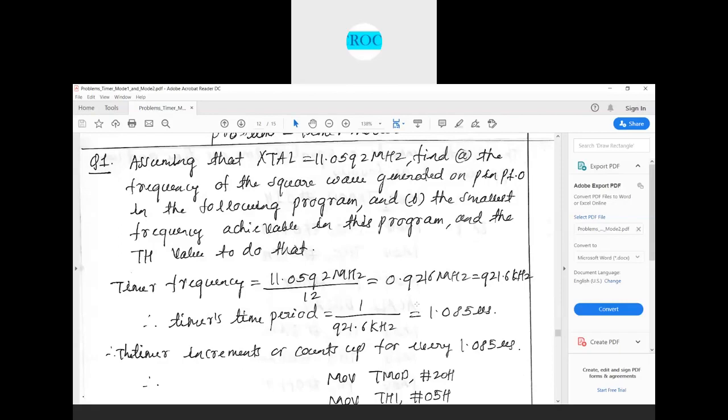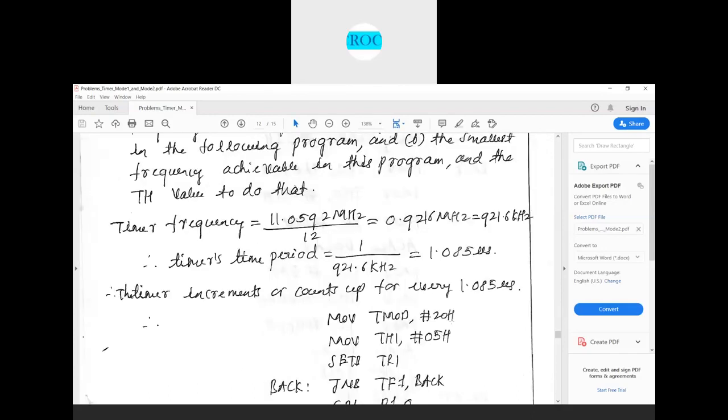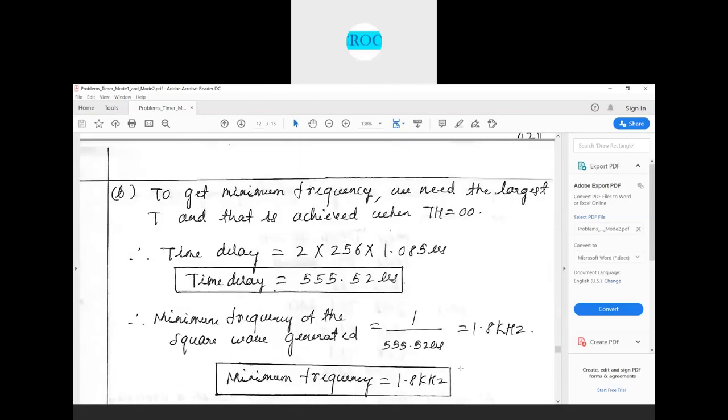The second part asks for the smallest frequency achievable in this program, and the value we need to load into the TH register to get it. To get the minimum frequency we need the largest time delay, and we get the largest time delay when we load the higher byte register, TH1, with 00H. So what is the time delay now? Since TH is 0, it is the final value minus the initial value. The final value is 256 and the initial value is 00. So what is the number of counts we have?